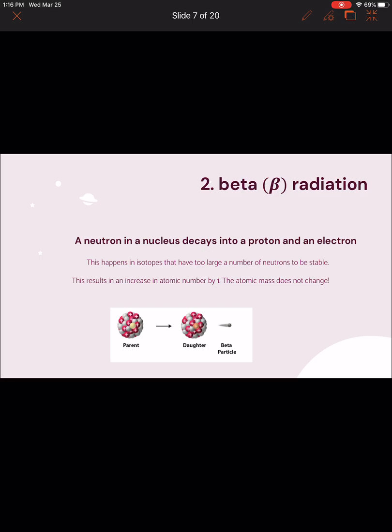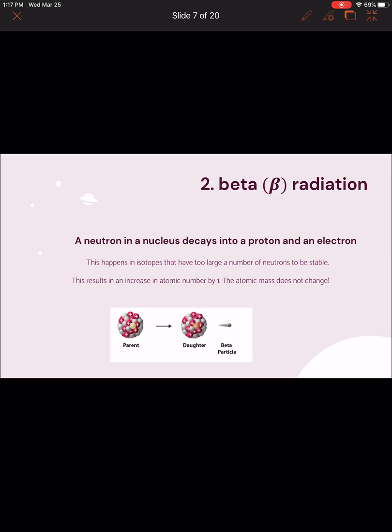So beta radiation happens when you have an isotope that has a very large number of neutrons. So it has so many neutrons, you can say that the element is not equipped to have so many neutrons.